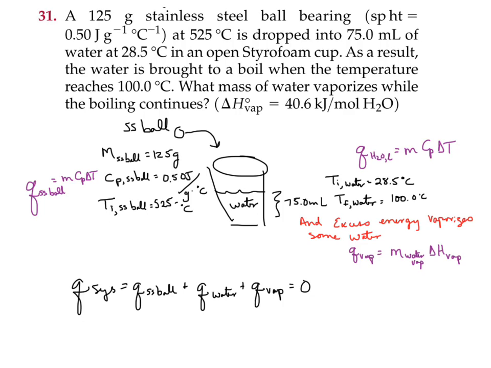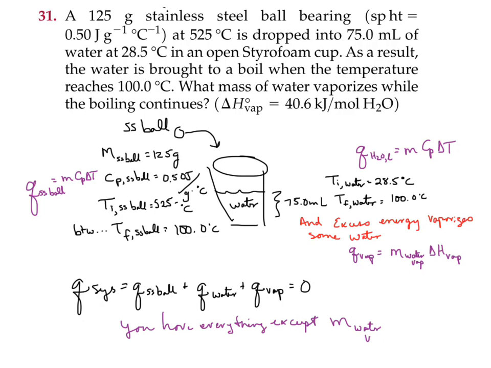Do I have any more hints there? Here's where I say, by the way, the final temperature of the stainless steel ball is the boiling point temperature of water, 100 degrees Celsius. So basically, you have everything except for the mass of the water that vaporizes.